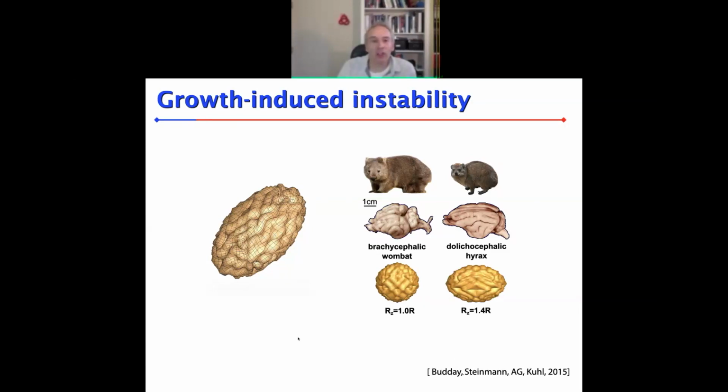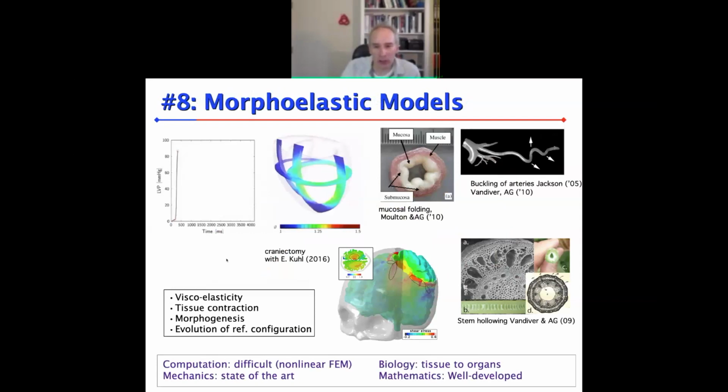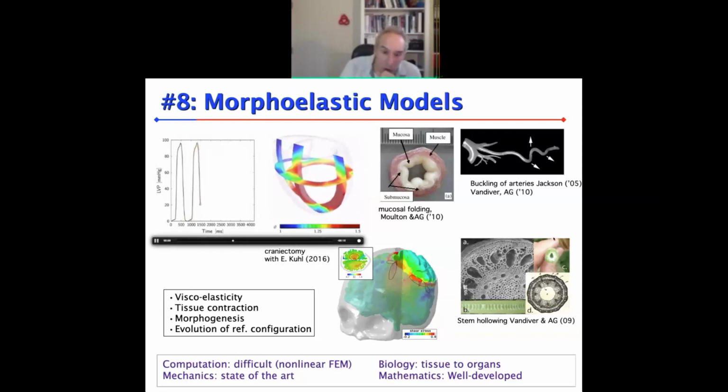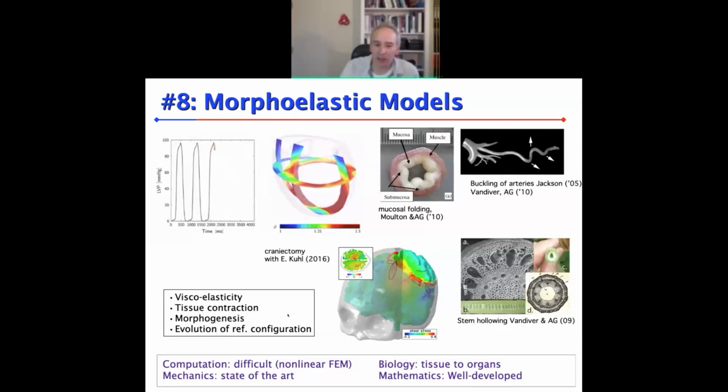So these morphoelastic models, of course, are my favorite. I spent a lot of time with a lot of different applications, as you can see. You can include in them many other aspects: viscoelasticity, tissue contraction, many aspects of morphogenesis, all based on the evolution of the reference configuration. Computationally, they're not easy. There are few people in the world that can really do them well, like Ellen Kuhl at Stanford.